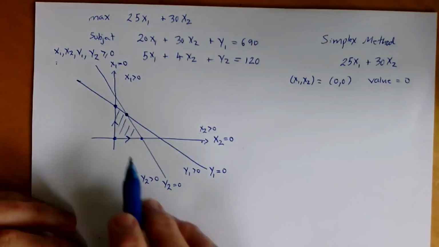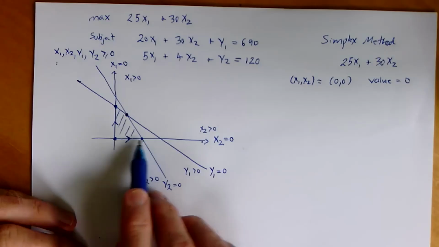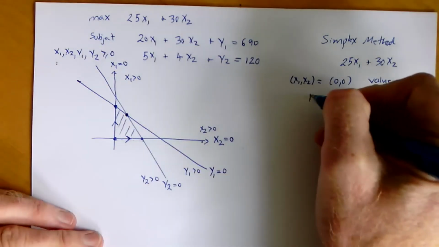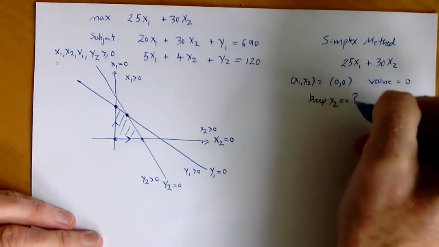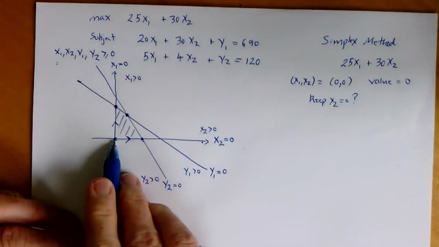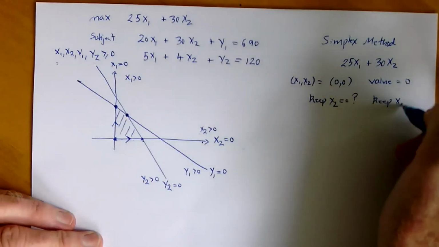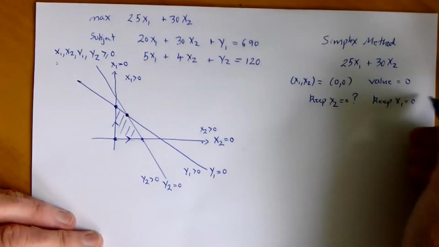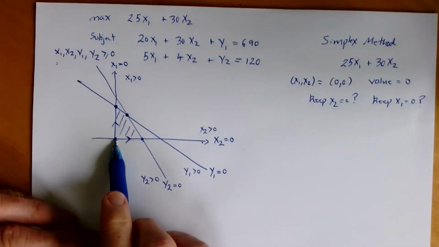Right? Now notice, when we move this way, along this line segment, x2 equals 0. So we could ask the question, should we keep x2 equal to 0? Or if we move up this way, we could ask, should we keep x1 equal to 0 and increase x2? Okay, well, we clearly have a choice. Which way do we move?